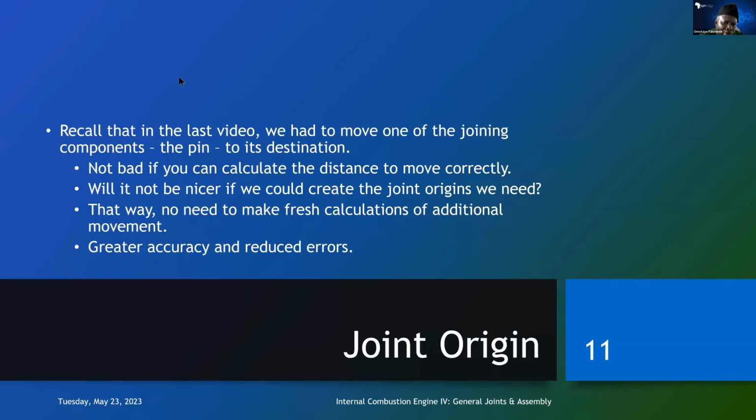So in order to be able to do that, we need to have the proper joint origin. In the last example, it was our lack of the proper joint origin that made us put the thing in the wrong origin and then move to the final location, calculating the distance to be moved or using our eyes to gauge it.